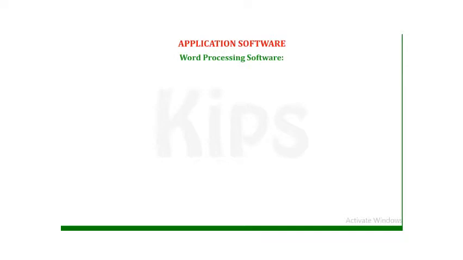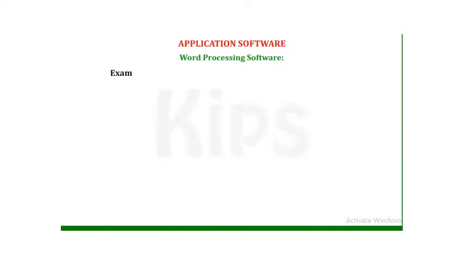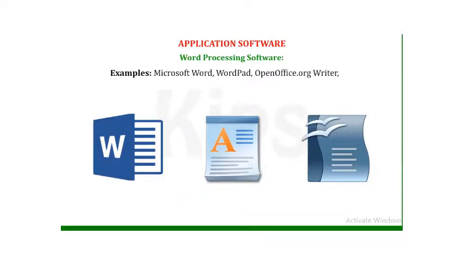Word processing software. A word processor helps us to create professional-looking documents quickly and efficiently. It provides many features to change the appearance of the text in a desired manner. Examples: Microsoft Word, WordPad, OpenOffice.org Writer, etc.